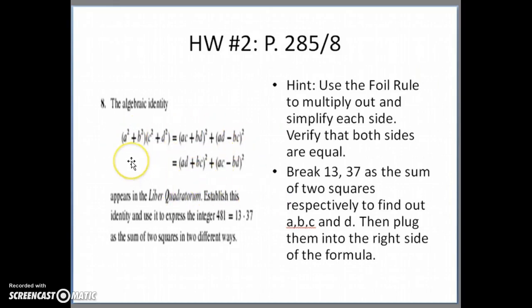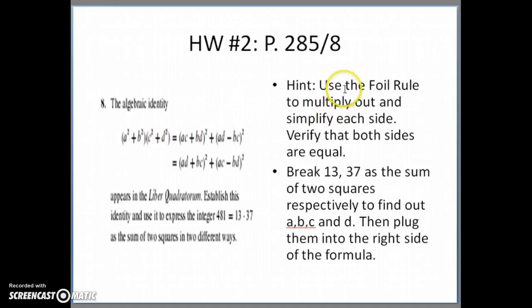This is an algebraic identity. It's like a formula. In fact, it has 2 formulas. The left side is only one: (a squared plus b squared) times (c squared plus d squared). This is equal to both of them: (AC plus BD) squared plus (AD minus BC) squared, and also it's equal to (AD plus BC) squared plus (AC minus BD) squared. First of all, we need to establish this identity.